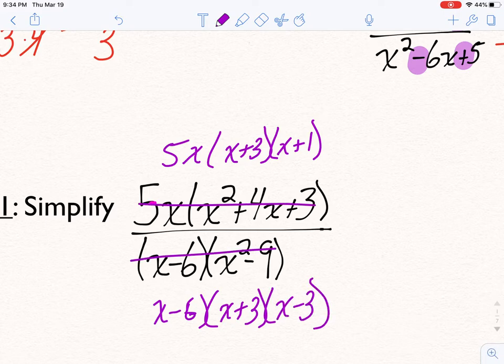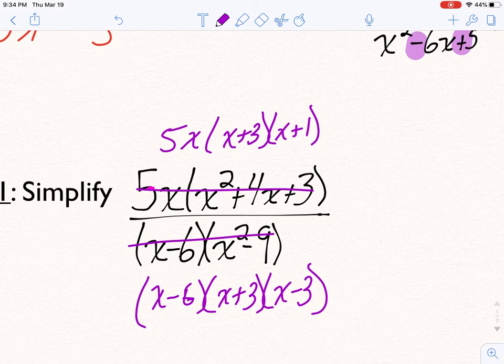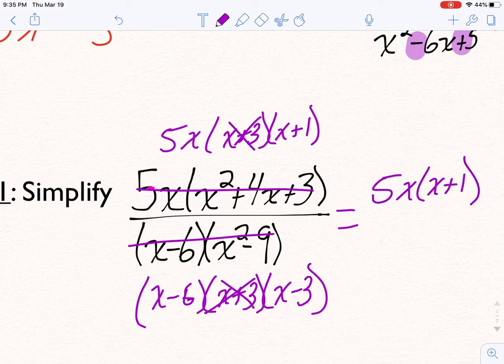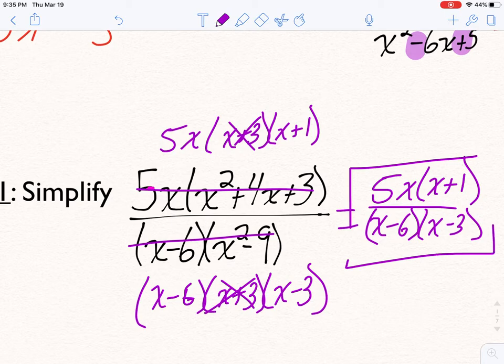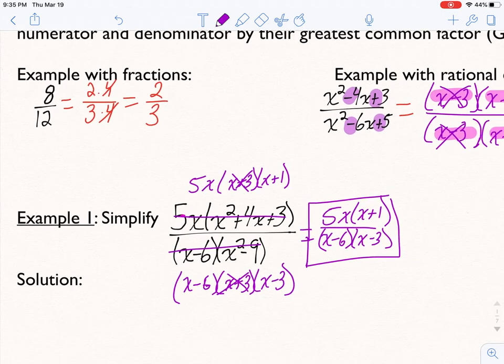So now that I've factored, those 2 lines are gone, and I look at what do I have in common. Well, x plus 3 on the bottom, x plus 3 on the top, nothing else is in common, so my final answer there is what do I have left up top? 5x and x plus 1, x minus 6, and x minus 3. And there is my final solution.